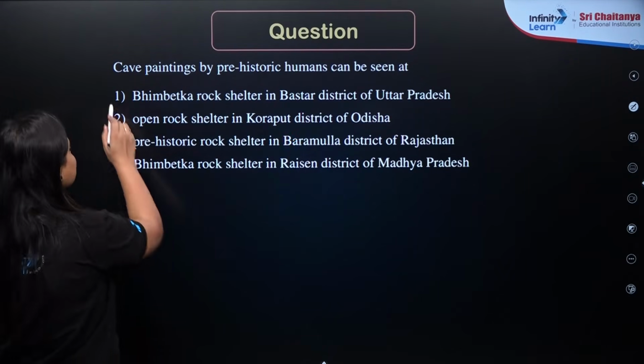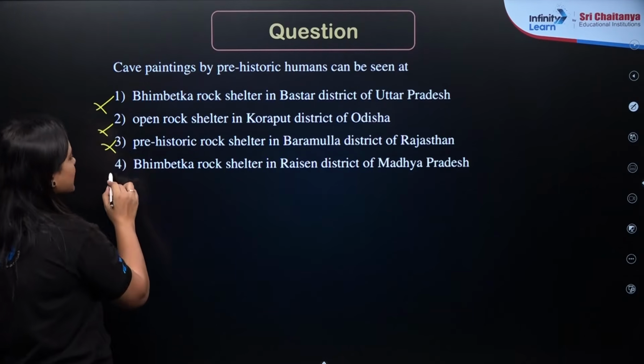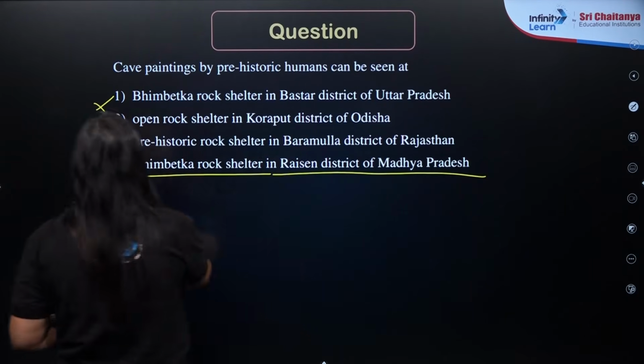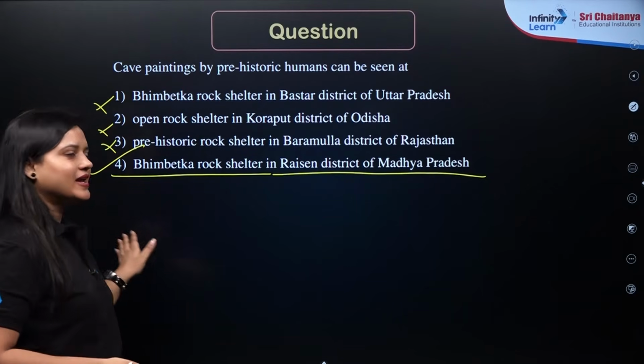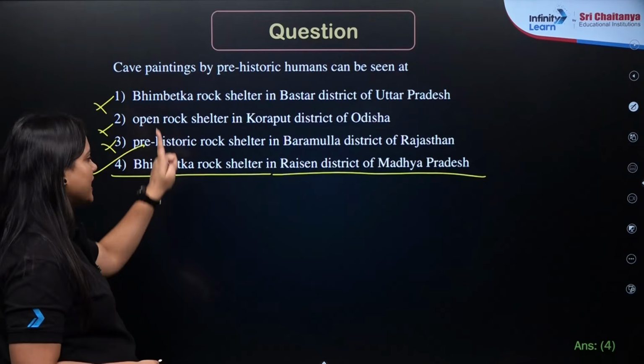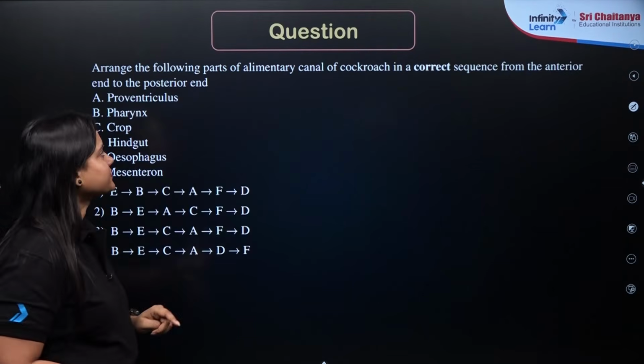Now, cave paintings by prehistoric humans can be seen at Bhimbetka shelter in Bastar. No, it's in MP, right? So Bhimbetka rock shelter in Raisen district of MP, that is true, right? So correct answer here should be 4. Be careful, you might make a silly mistake here.